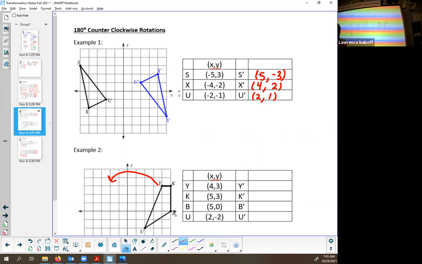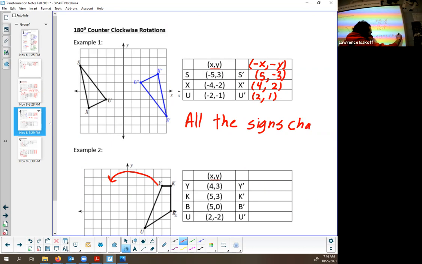Yeah, all the signs change, both X and Y. So for a 180-degree rotation, that ends up being -X, -Y for our rule. And as you guys elegantly put it, all the signs change. That's the easy way to summarize what's happening here. So all the signs change. Not too bad, right?